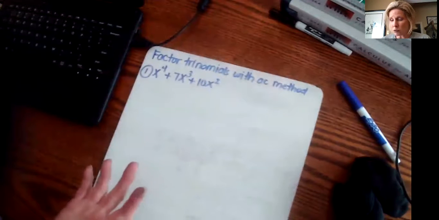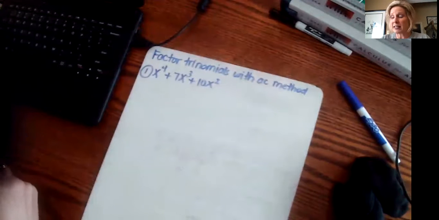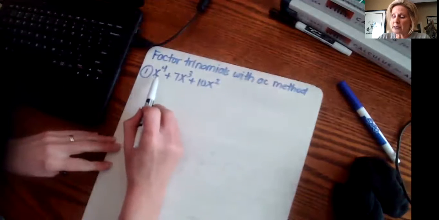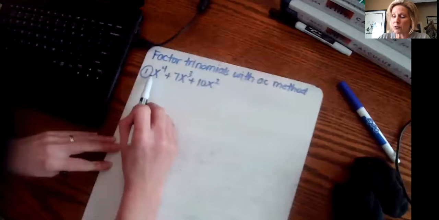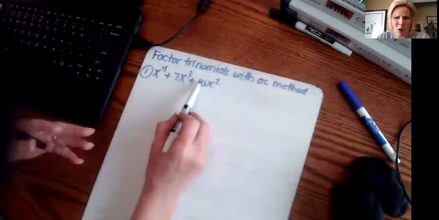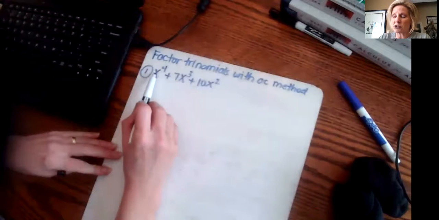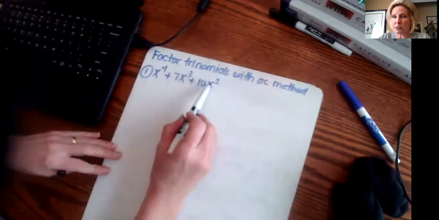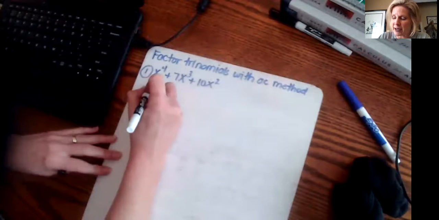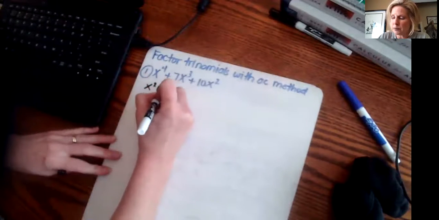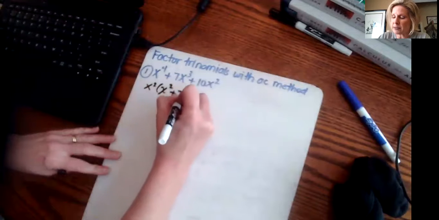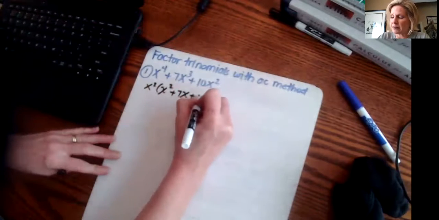Let me first remind you, we've got to find the GCF. I don't have a number that goes into 1, 7, and 10 other than 1, and that doesn't help pulling anything forward. But with your letters, since you've got x's on all 3 terms, x squared is a GCF. So let's get that to the front, and then I'll have x squared times the quantity x squared plus 7x plus 10.